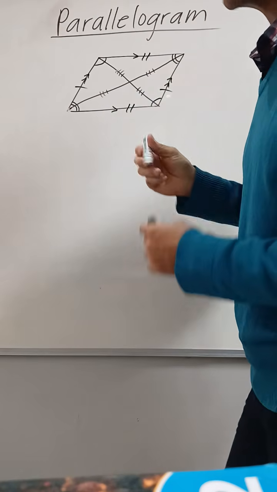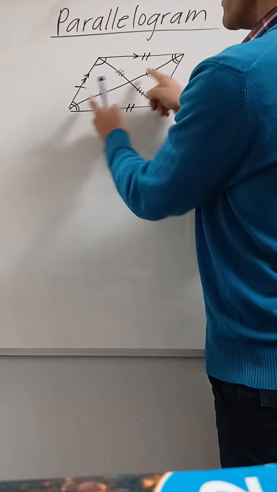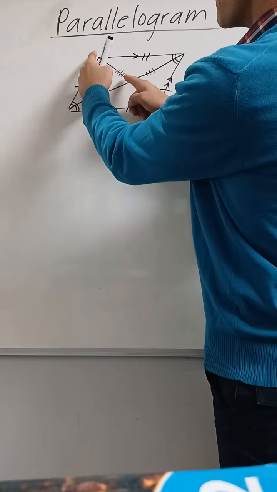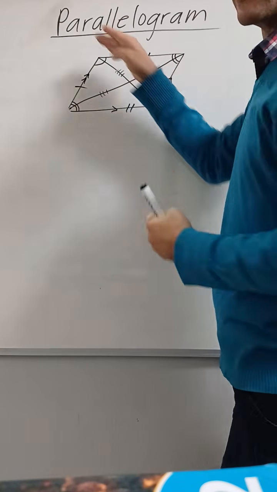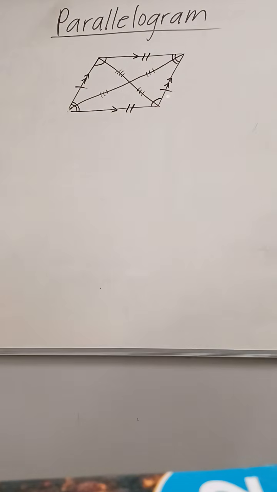But they're not all equal to each other. These two are equal. So if this one is 4, then this part is 4. If this part is 5, then that part is 5, because the diagonals bisect each other. Those are the properties.